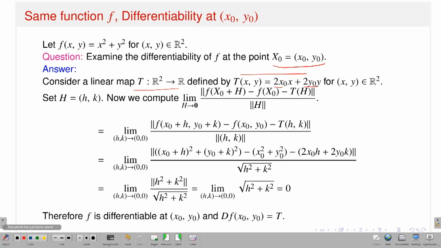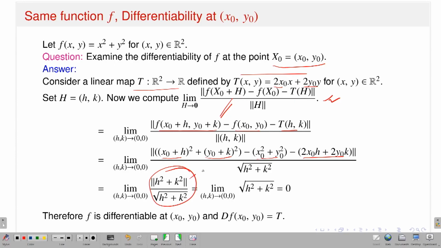Okay, let us do the calculations. That means I have to calculate this limit. Again, you have x naught, you have hk, everything is there, the definition of the function is there, use the calculation. So this is the same as f of x naught plus h comma y naught plus k minus f of x naught y naught minus T of hk. You know what the action is, so you have (x naught plus h) whole square plus (y naught plus k) whole square, minus x naught square plus y naught square, this is the action you know from the linear transformation. Again, if you perform some algebra, you will end up with the same object.